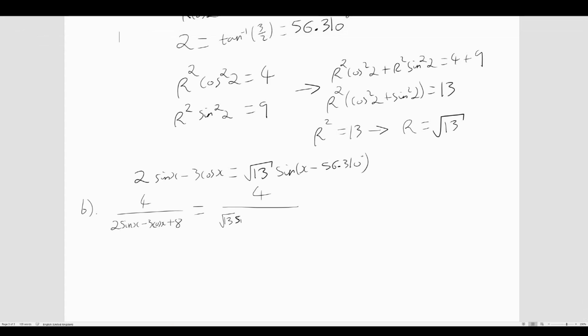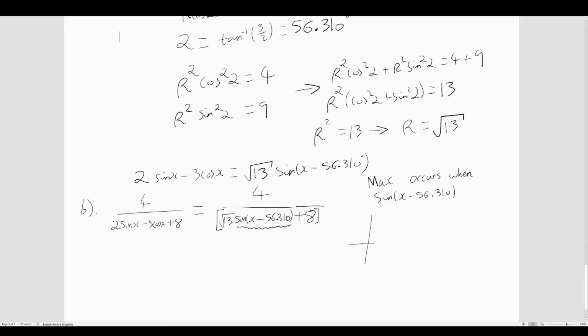Root 13 sine of x minus 56.310. That's the 2 sine x minus 3 cos x business, plus 8, is going to be at its minimum.